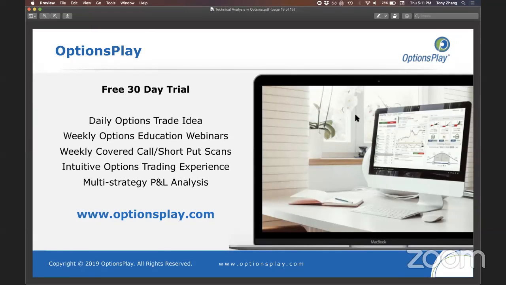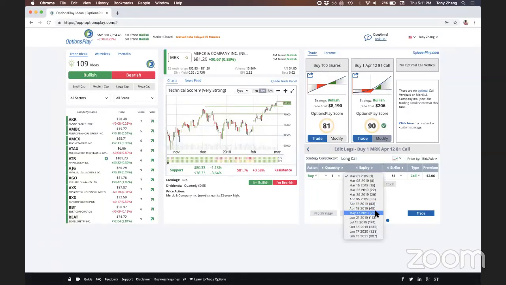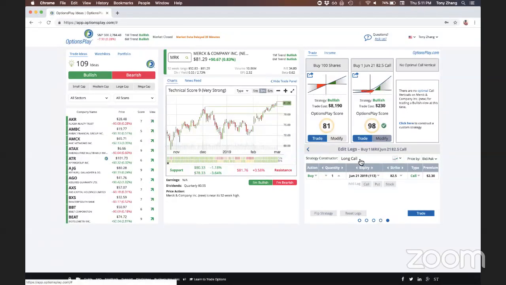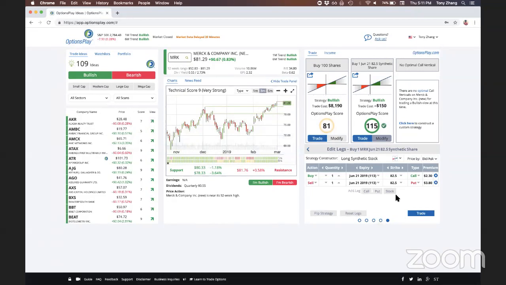Can we change the time recommendation from next month to more? Absolutely. You can click on modify and change it to any month that you'd like. So you can change it to a June expiration if you'd like. You can click on modify and you can change the expiration date, strike price, any of these fields, or you can use our strategy constructor. You can construct any of the strategies that we allow here using Options Play.